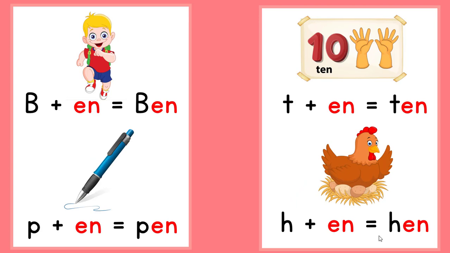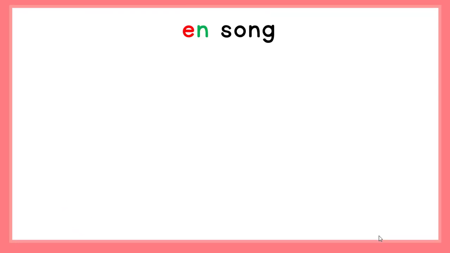Number one. What is this? B and Ben. Very good. One more time. B and Ben. Yes. Next one. This one. P and pen. Very good. Next one. This one is T and ten. One more time. T and ten. Good job. This one. H and hen. Yes, H and hen. Very good, class. All right, now let's take a look at another slide.